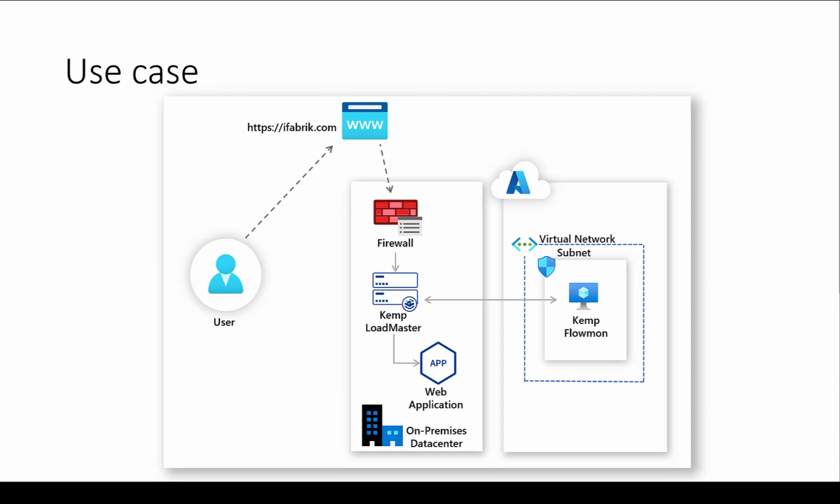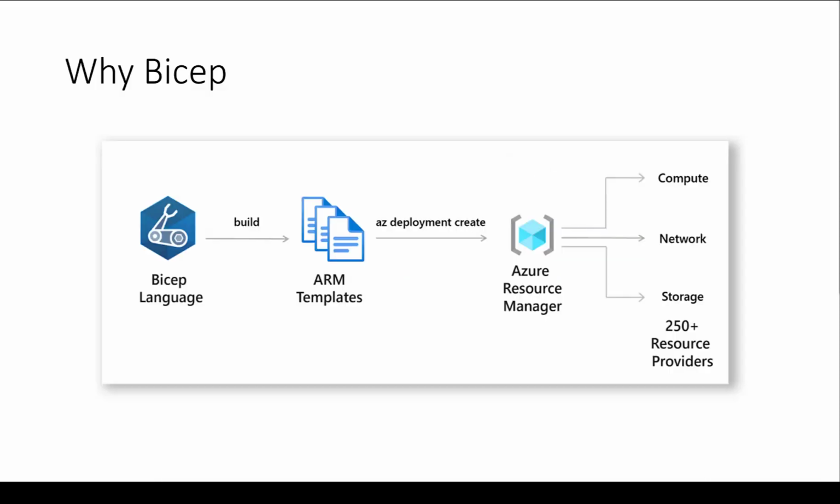And today we're going to deploy a network virtual appliance, which is called Kemp Flowmon, in Azure, and we will use Bicep to deploy the solution. Kemp Flowmon is going to enable you to visualize what's happening through the network and detect anomalies and respond as needed. And as I mentioned earlier, we will use Bicep to deploy the solution.